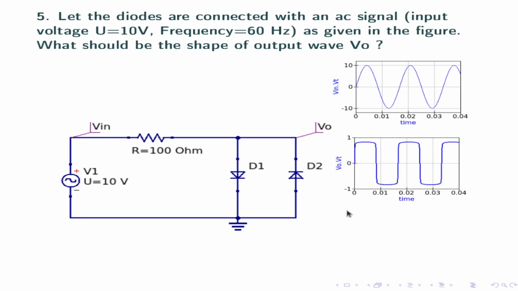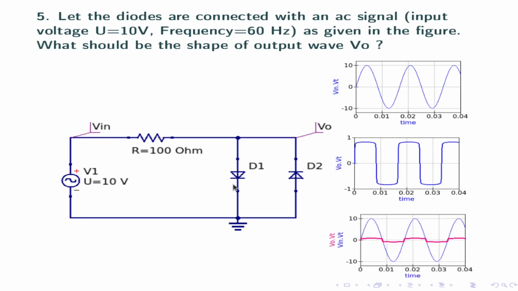We know that in the first positive half cycle, diode D1 will be forward biased and allows current to pass through. So we have this one. And in the negative half cycle, this will be negative. So D1 will be reverse biased and D2 will be forward biased.